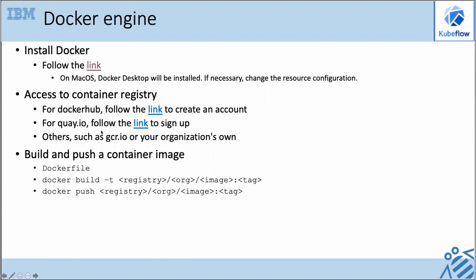And the reason we need Docker desktop or Docker engine here is that we want to use it to build and push the container image. So you create a Dockerfile, and then run a docker build command, and then docker push to push the image to the Docker Hub. And I will show you later on how we use that.